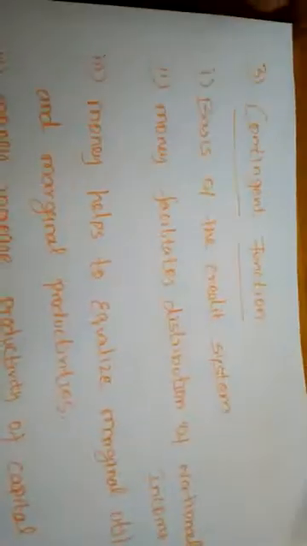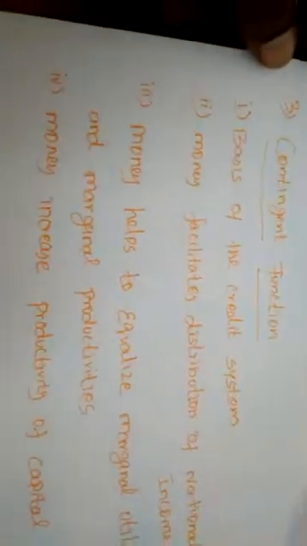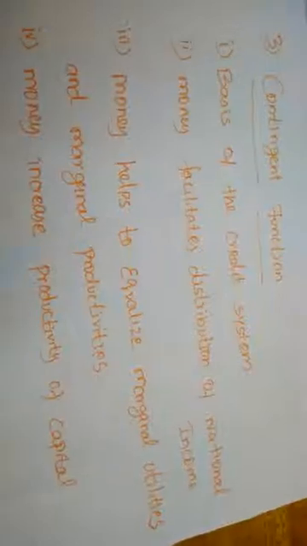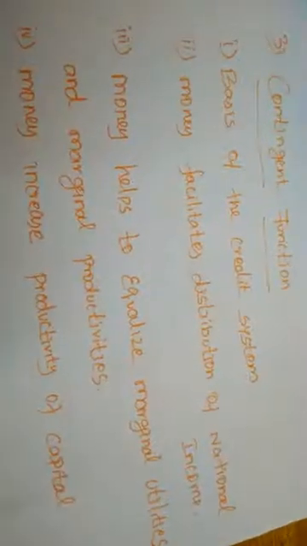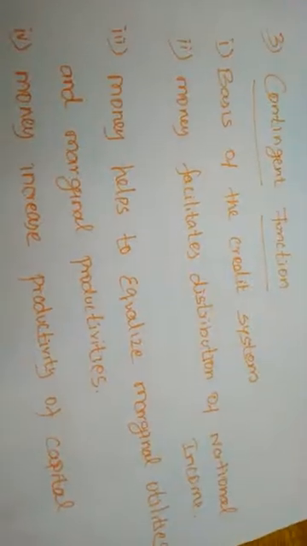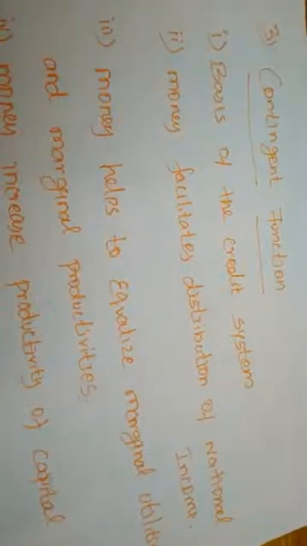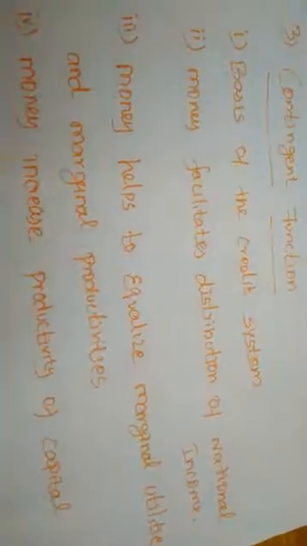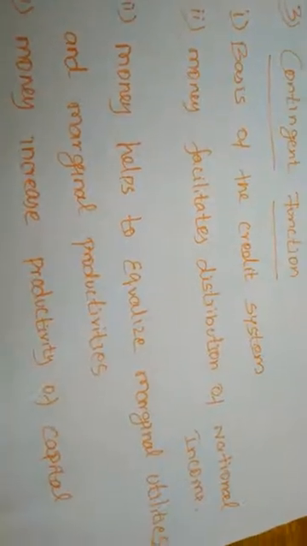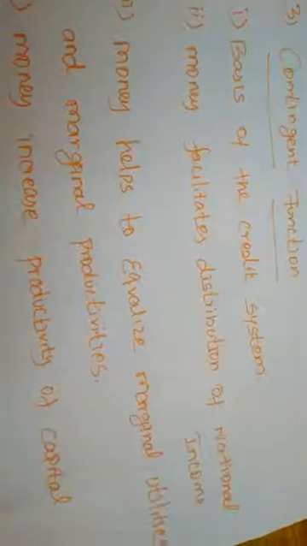Okay students, next are the contingent functions. On the basis of circumstances, what are the contingent functions? Contingent means some phenomena. So the contingent functions are also performed by money. Under the contingent functions, the first function is that money is the basis of the credit system.